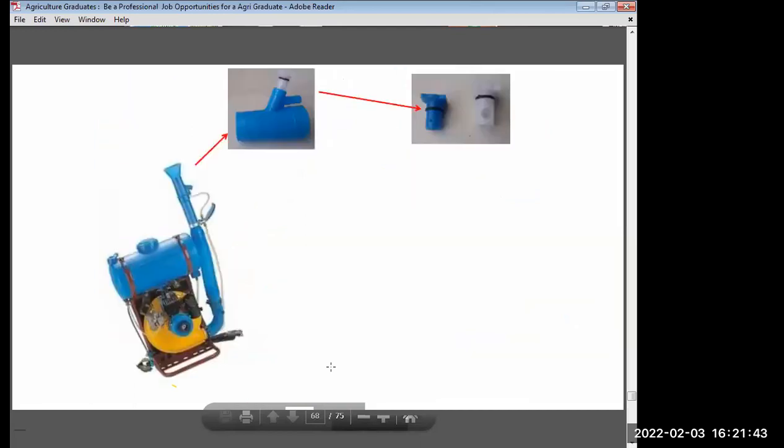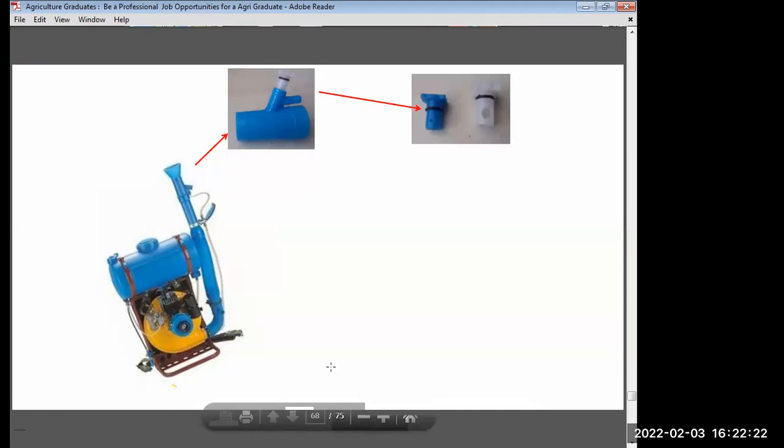Next. Even this power sprayer, at the tip of the sprayer, there is one attachment. It has a nozzle. The nozzle must have four holes. The original nozzle will have four holes. One small, number one, just bigger, number two, still bigger, number three, still bigger, number four. Actually, for using this sprayer for control of insects, we must have the nozzle calibration in number two.